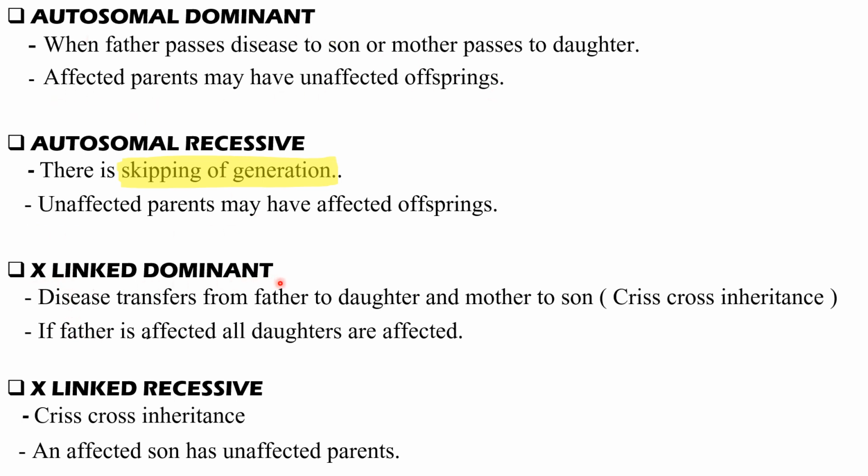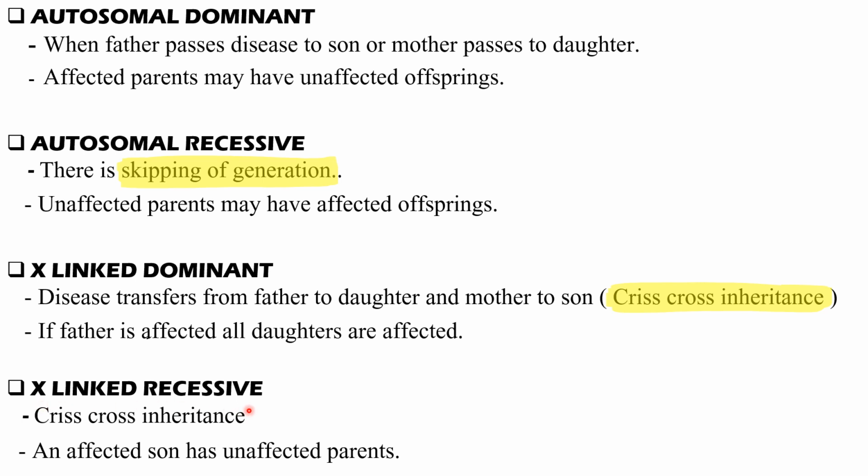Third is X-linked dominant disease. Here, disease is transferred from father to daughter and mother to son, that is to the opposite gender. And this type of inheritance is called crisscross inheritance. Second, if father is affected, all the daughters are affected. That means if father has this X-linked dominant disease, then all the daughters, even if there is one daughter or four daughters, all of them must be affected. Then you can say that the disease is X-linked dominant.